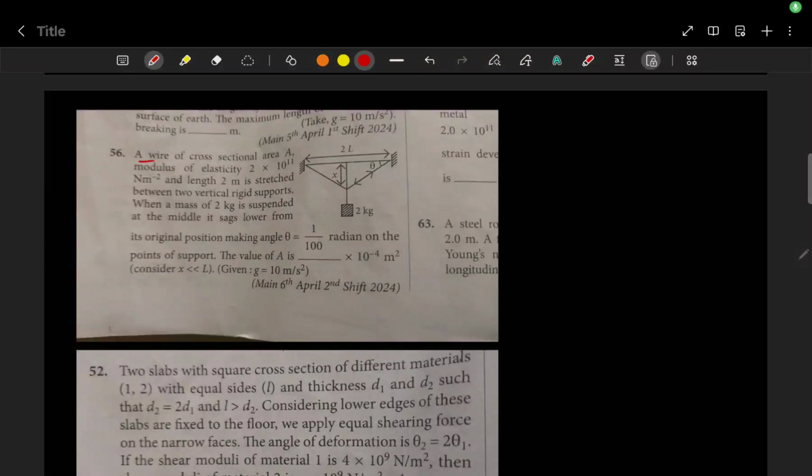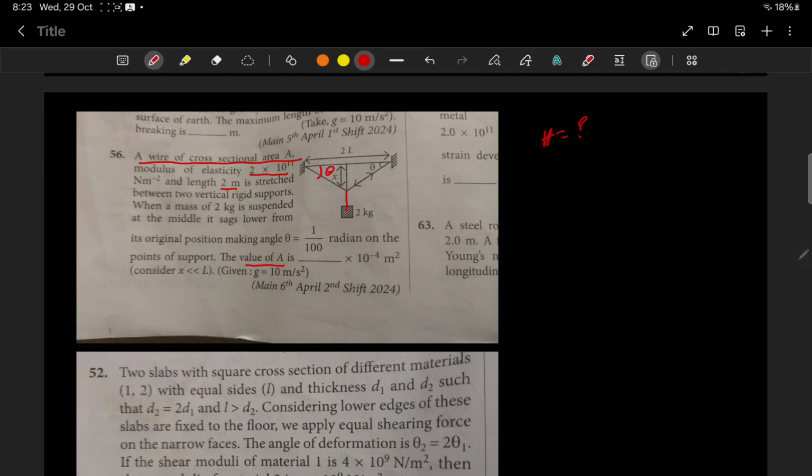In the question there is a wire of cross-sectional area A. The modulus of elasticity is given, and the length is given as 2 meters. It is stretched between two vertical supports when a mass of 2 kg is suspended exactly at the middle. So the theta here and the theta here are the same. Now the question is what is the value of A; we have to find the area.